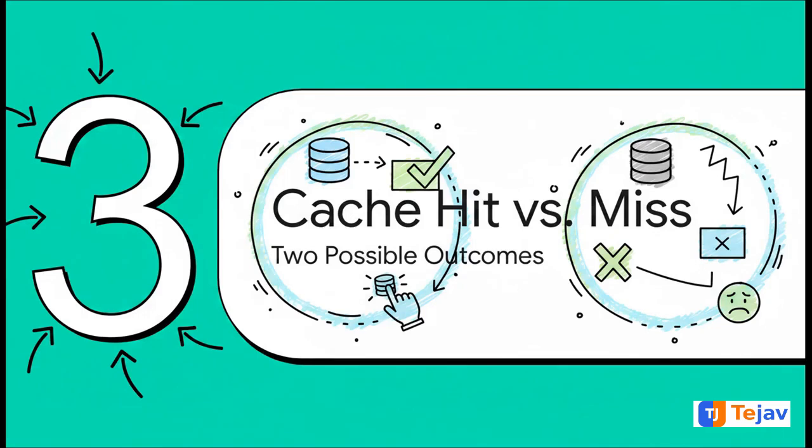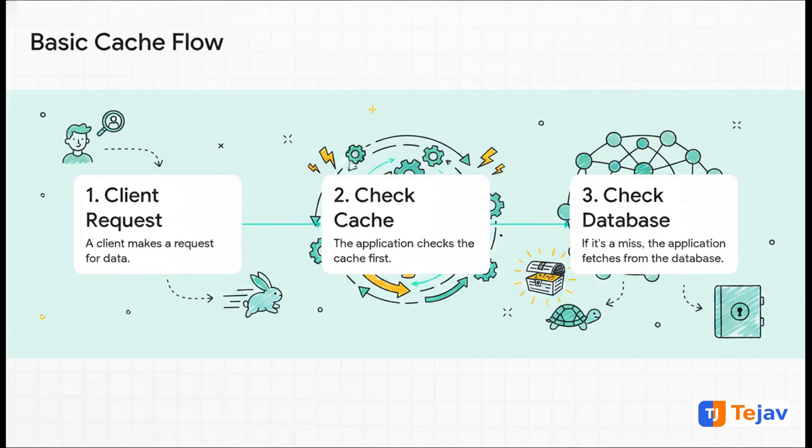Okay, so whenever our application goes looking for a piece of data, there are really only two things that can happen, two paths it can take. And understanding these two outcomes is absolutely crucial to understanding how caching works. The whole flow is designed to be smart and efficient. It's a simple rule. The application always checks the fast place first, the cache. It only bothers going to the slow place, the database, if it absolutely has to.